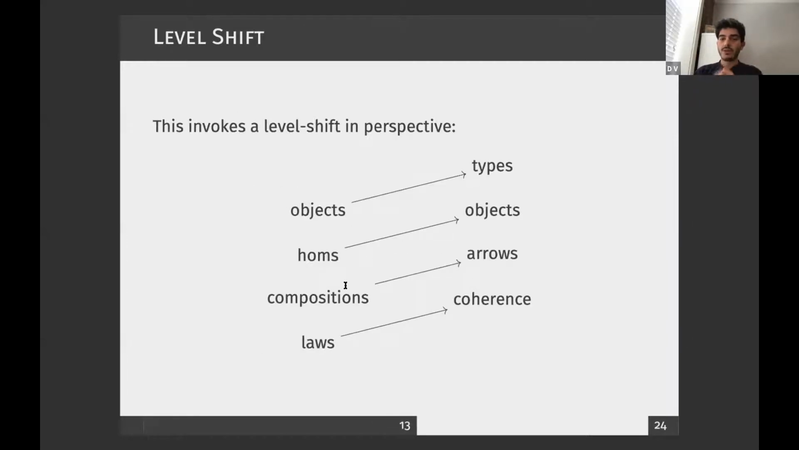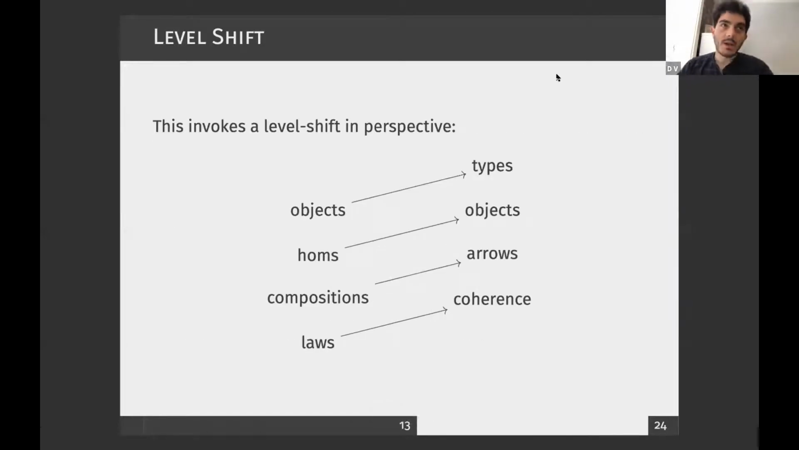Note that there's a kind of level shift in perspective, because the arrows from our category, those verb-like things, are now noun-like. What we care about is the compositions of those arrows as our new verb-like things. So objects become types, which is some higher level we're going to. HOMs become our objects, composition operations become our arrows, and our laws become coherence.